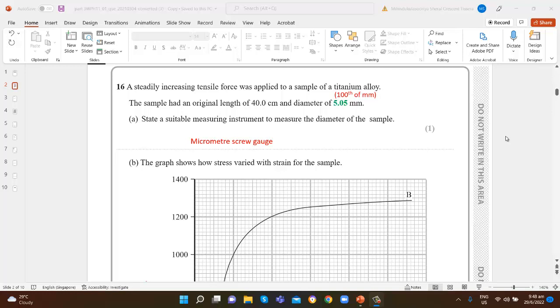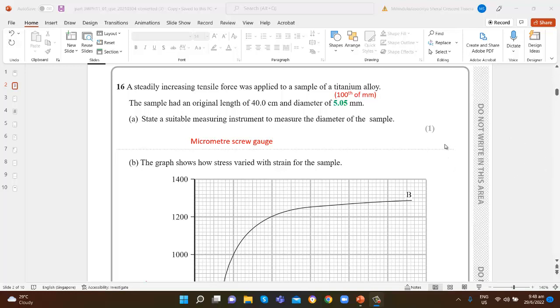So let's begin. A steadily increasing tensile force was applied to a sample of a titanium alloy. The sample had an original length of 40 cm and diameter of 5.05 mm. State the suitable measuring instrument to measure the diameter of the sample.